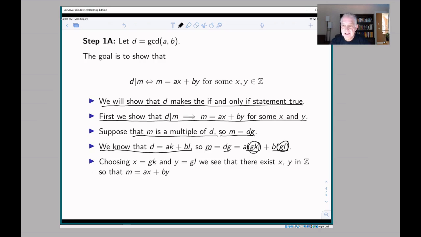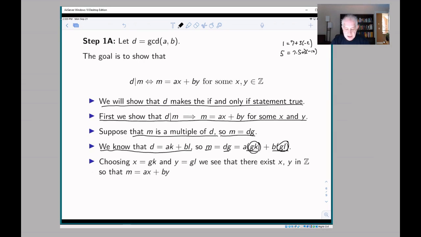If you think back to the discussion of the grid, we did this in the case where once we had found that 1 was 7 plus 3 times minus 2, then we showed that, for instance, 5 is 7 times 5 plus 3 times minus 10. Namely, once you get D, you can get any multiple of D by multiplying the coordinates.